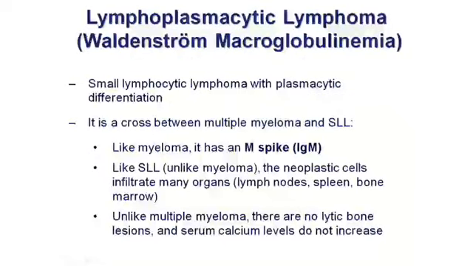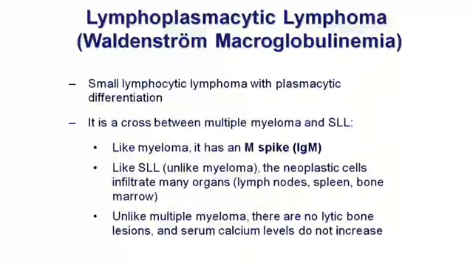Another neoplasm that's similar to our multiple myeloma is called our lymphoplasmacytic lymphoma. Now, this one is a small lymphocytic lymphoma with plasmacytic differentiation. Okay, it's kind of like a cross between your SLL and multiple myeloma. Now, like myeloma, you're going to have an M spike, but now the M spike is going to be IgM. Remember, IgM is the largest molecule, so-called pentamer, so it's the largest antibody.